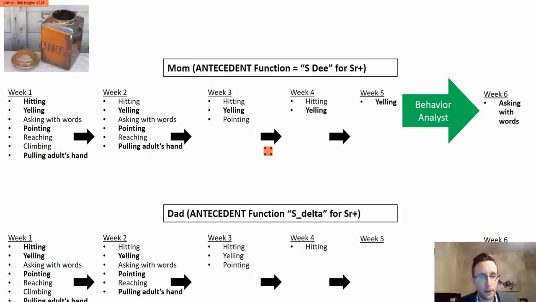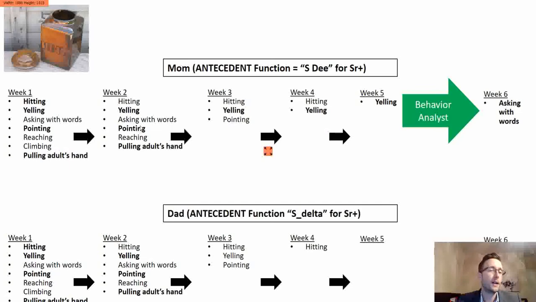So earlier in the course, I gave you an example of mom in the kitchen with her kid in a cookie jar. And we talked about that scenario in the context of operant selection. And here's how it went. In week 1, the child engaged in a variety of topographies: hitting, yelling, asking with words, pointing, reaching, climbing, pulling the adult's hand. The words in bold were the ones that were most likely to produce access to cookies. Mom would give cookies for those topographies.